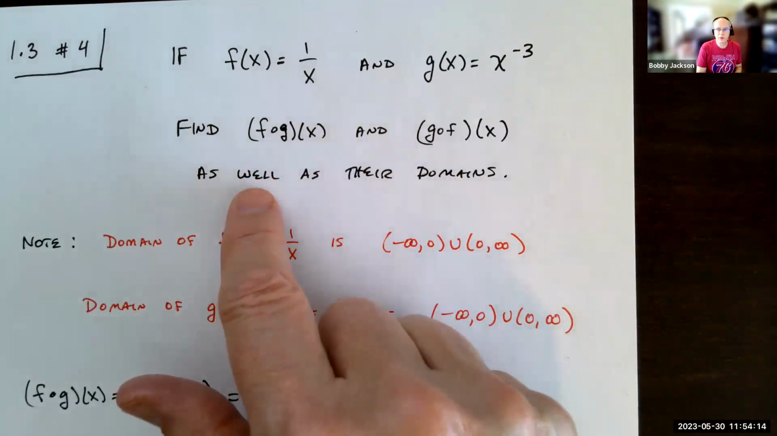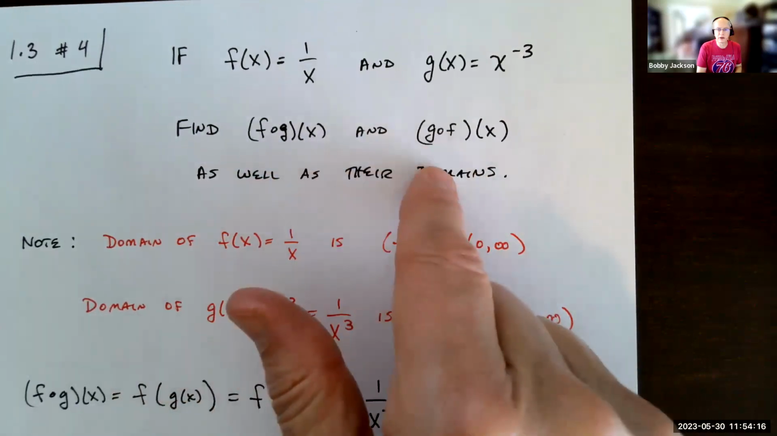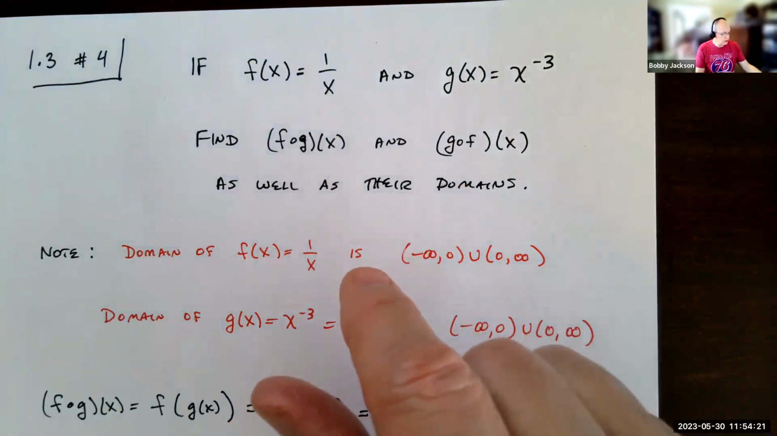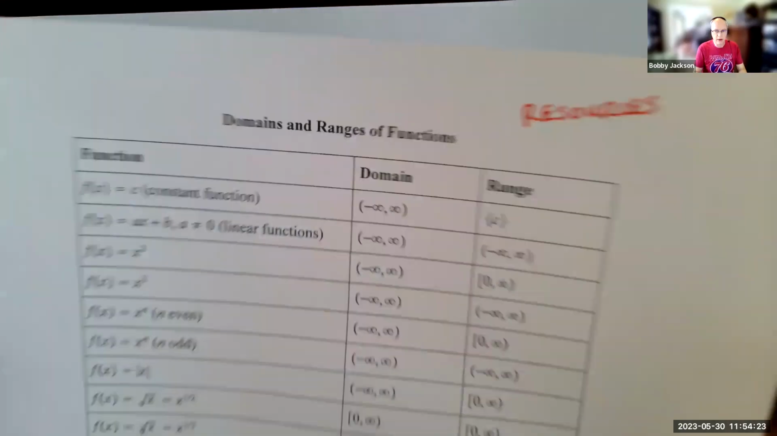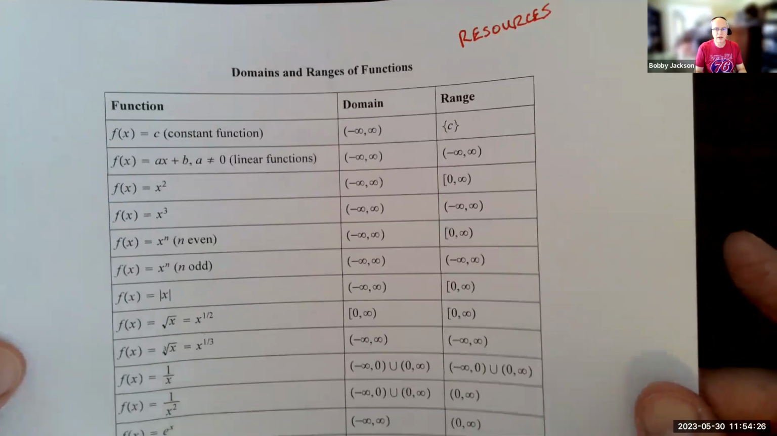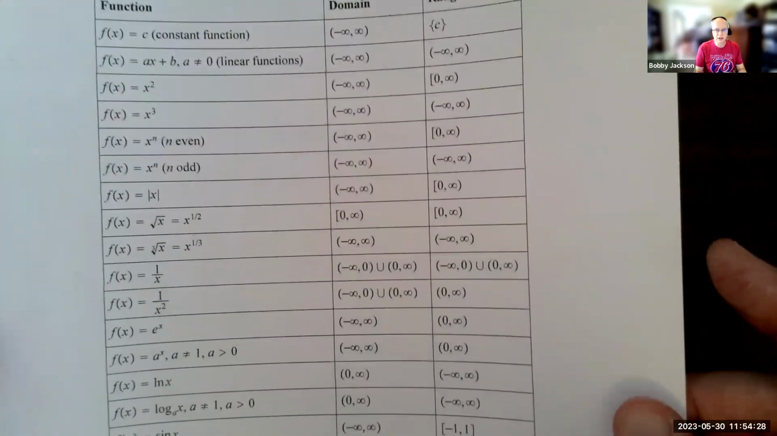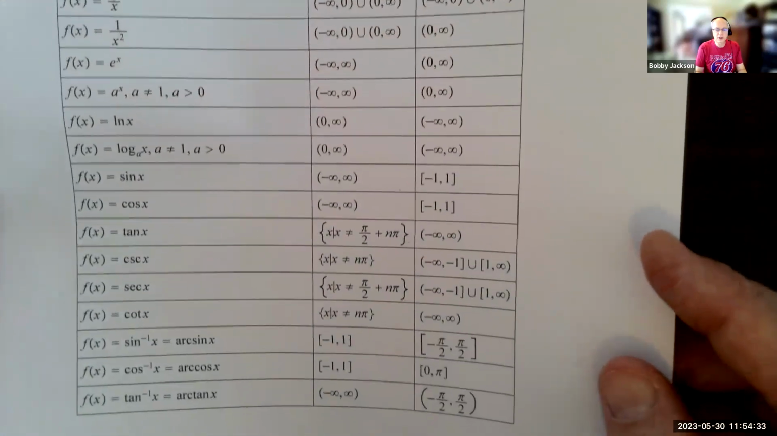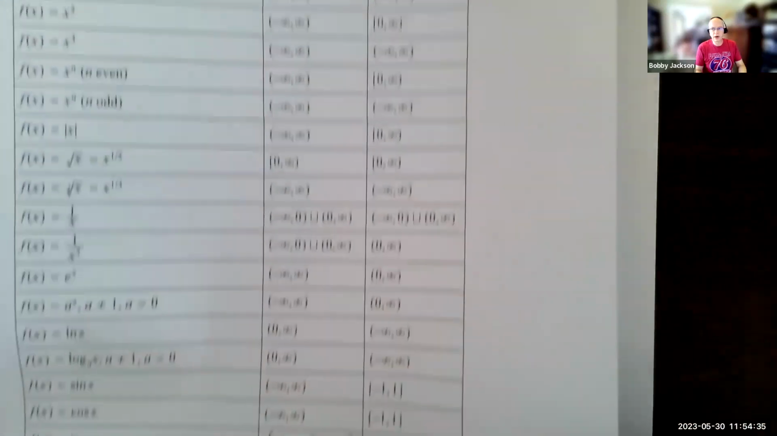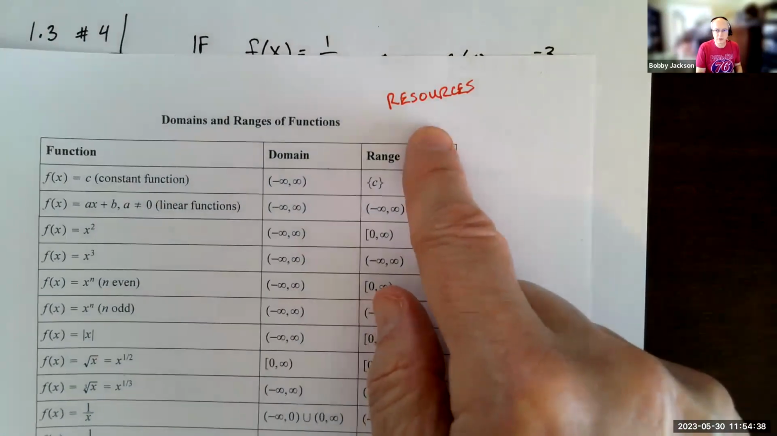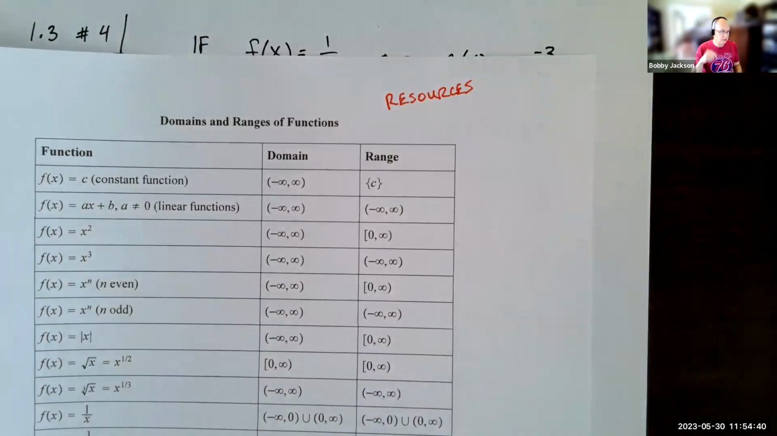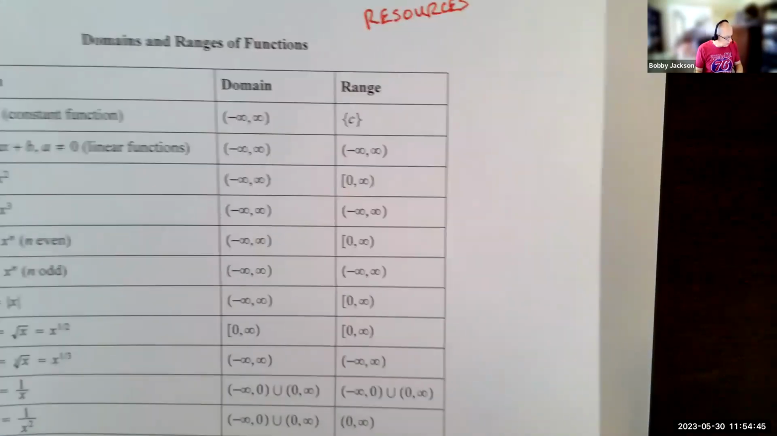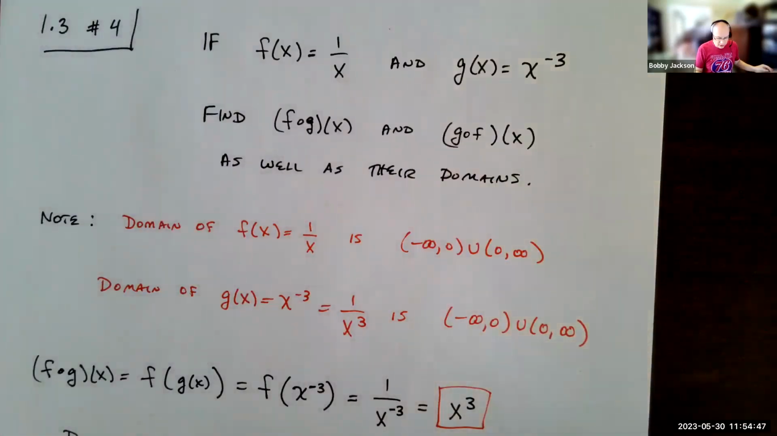And then they also want us to find the domains for each of these functions. So remember that you need to be familiar with the domains of all the basic functions that we deal with in pre-calculus. This is a list of them. This sheet can be found in the resources module in Brightspace in the content area. You're welcome to print it out and use it as you're preparing. So be familiar with those domains and ranges.